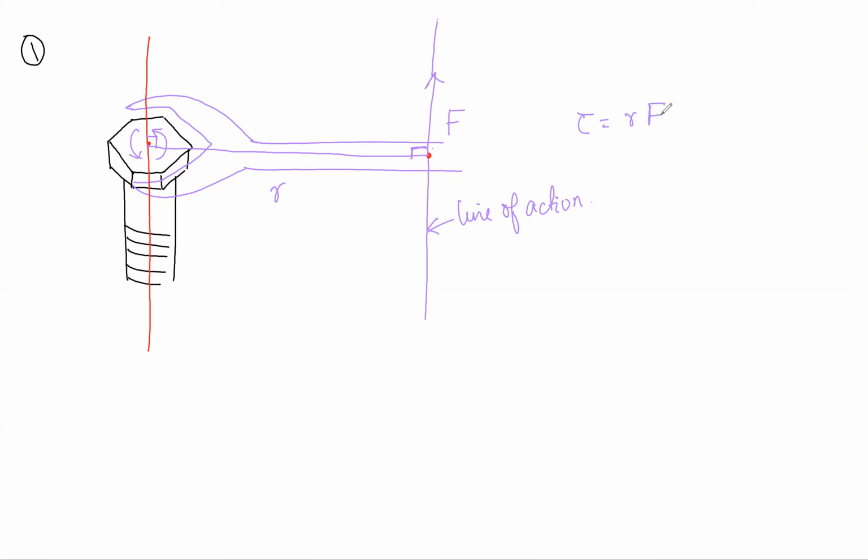So let's show you how it works. Let us say that the value of r is around 10 centimeters, which is the usual length of a spanner. And to open something, you're applying a force of 25 newtons.